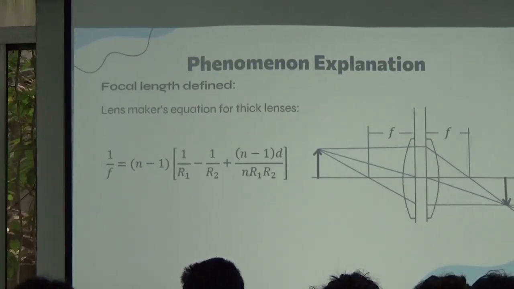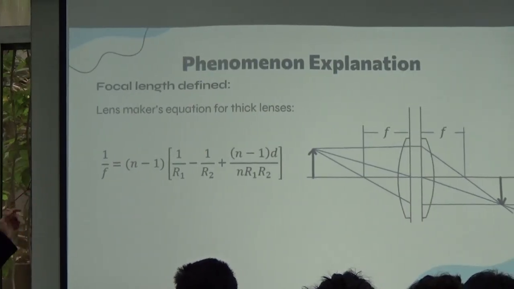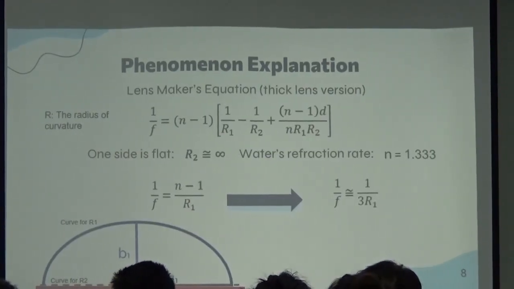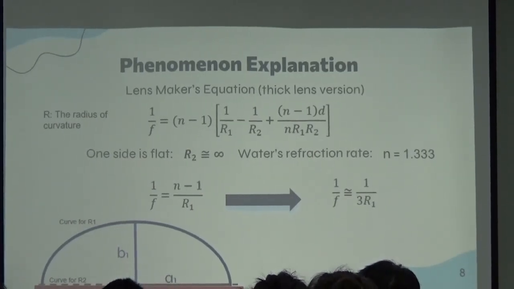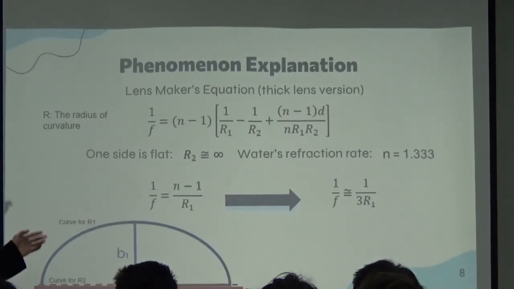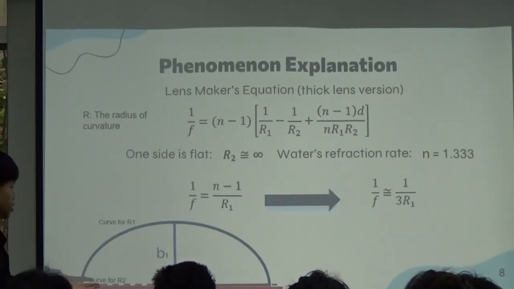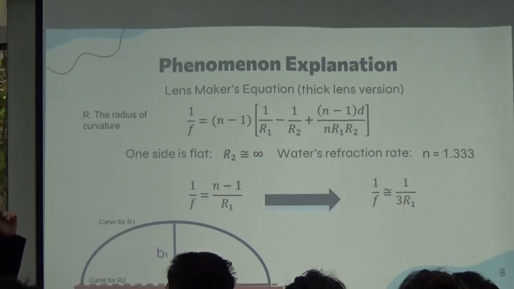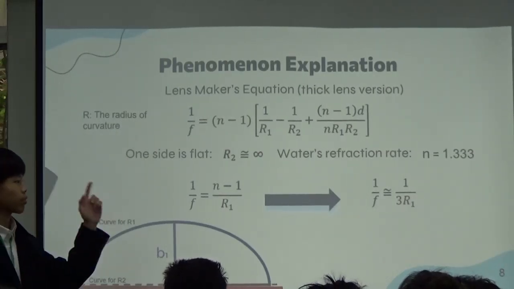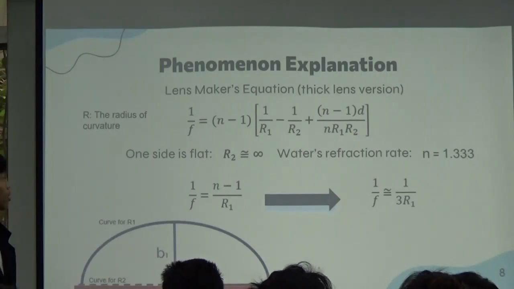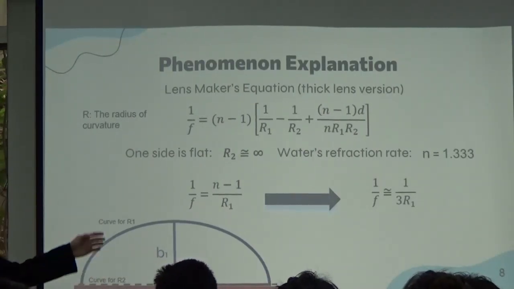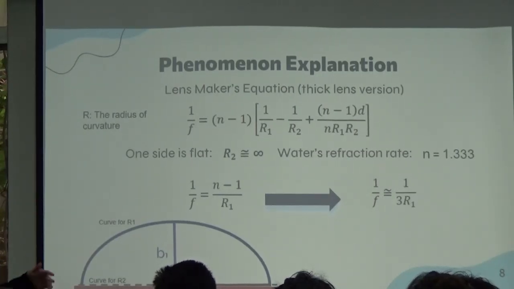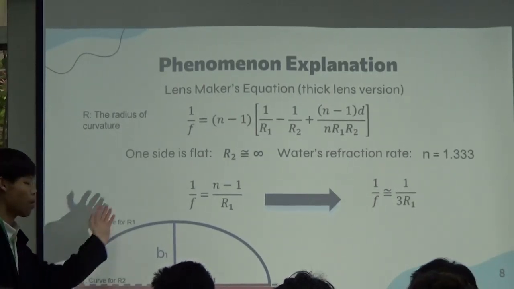And now let's talk about how the focal length is defined. This is the lens maker's equation for thin lenses that we are going to be using. R stands for the radius of curvature. Since one side, which will be R2, the bottom side, is flat, the radius of curvature of it is nearly infinite. And also the water's refractive index is 1.333. Therefore, we can shorten the equation down to 1 over the focal length is approximately equal to 1 over 3 times the radius of curvature.